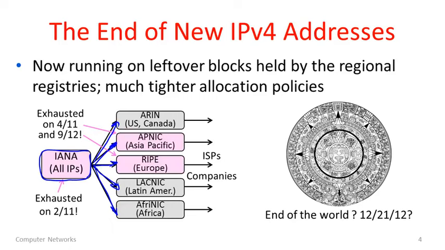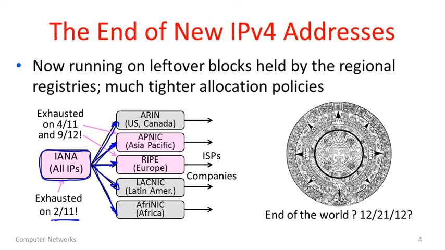So IANA hands off IP addresses to all of these bodies, and these bodies in turn hand out IP addresses to ISPs and other companies when they ask for them. Now, IANA has handed out all of its IP addresses. It exhausted the addresses in February of 2011. So that's a little while ago. That's almost a couple of years ago now. You might think this is no big deal, but IANA has been going for, I think, more than 40 years handing out IP addresses, and just in recent history, it's run out. So this means the regional registries really have only their leftover blocks to use. Already, some of the registries have run out.